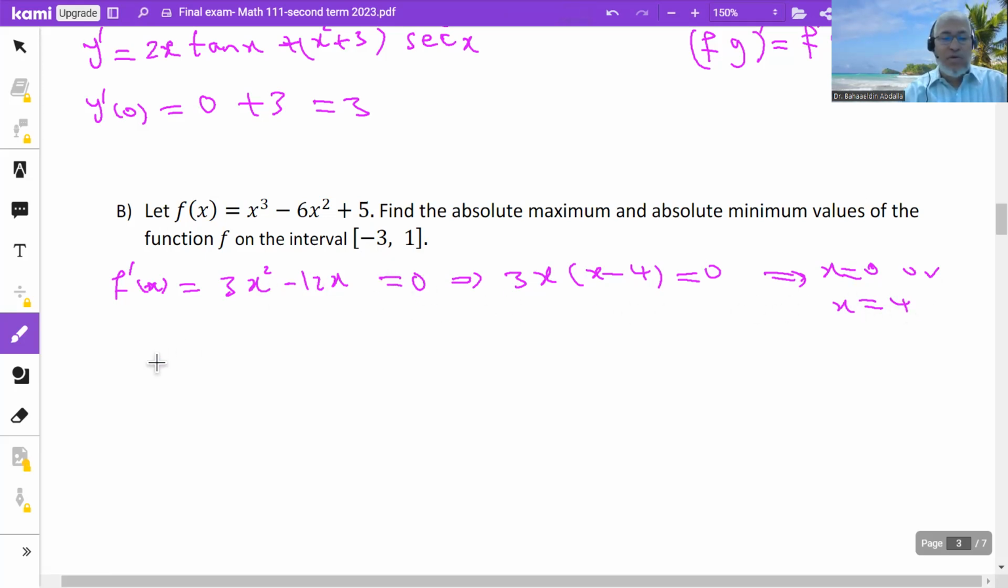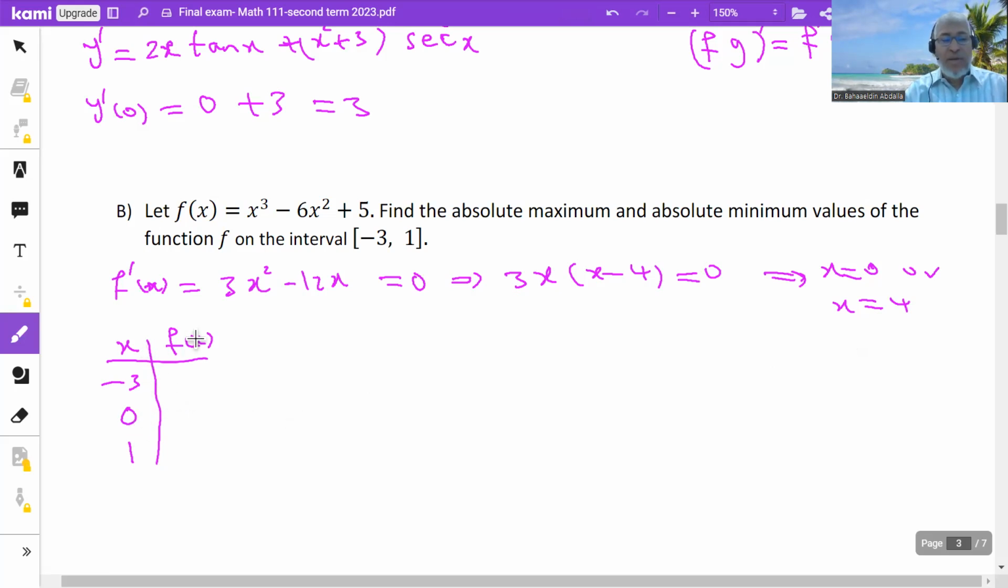Okay? So in my table, I will consider -3, the endpoint, and 0, which is the critical number in the interval, and 1, the other endpoint. I'm not going to consider 4 because it is not in the interval.